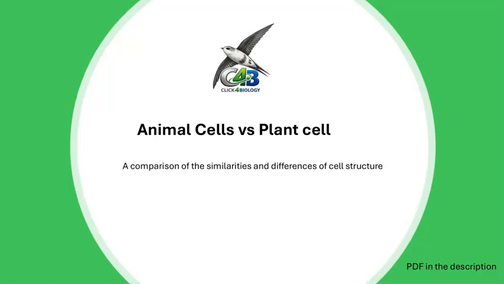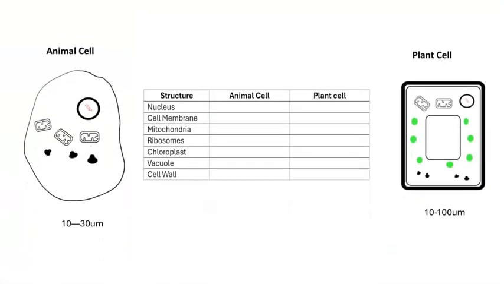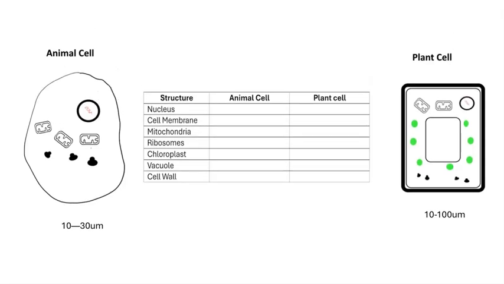Click for biology. Here we're going to make a comparison between animal and plant cells. If you want to download the PDF from the description, you can annotate that with your own notes as we go along. So if we move through to the table that I've drawn for this, we've already covered the structure of animal cells and plant cells in previous videos in this playlist.